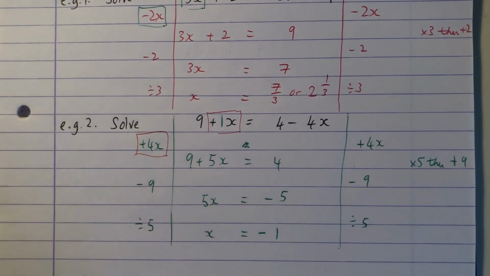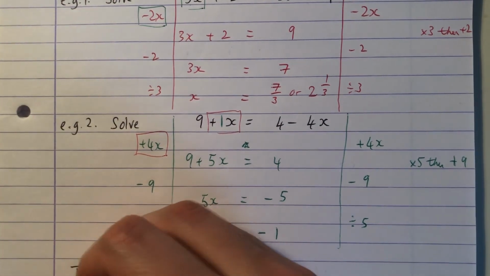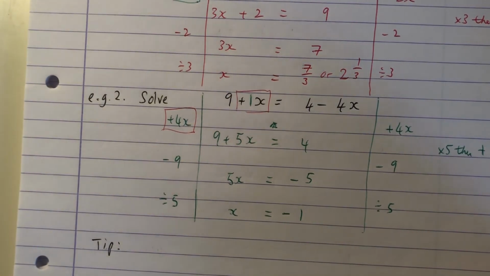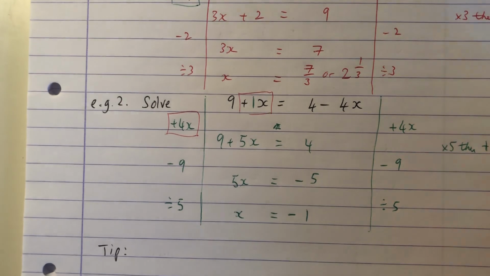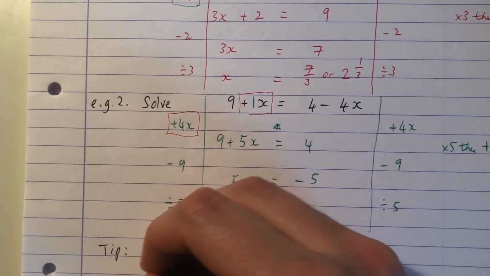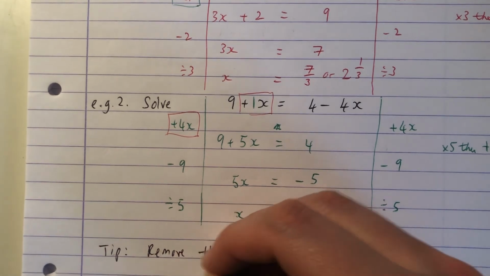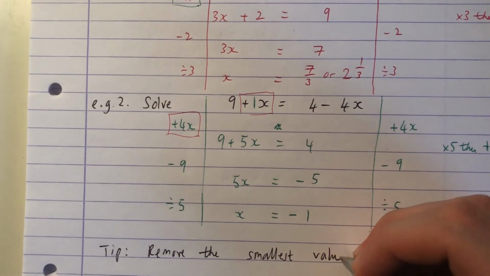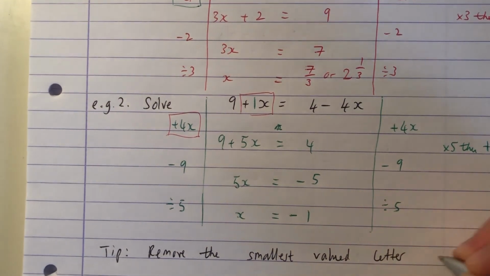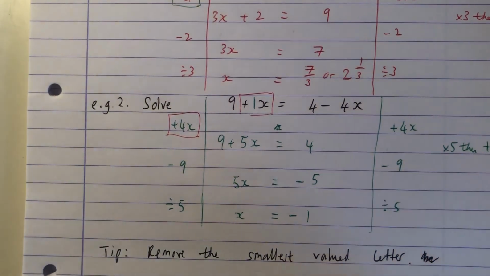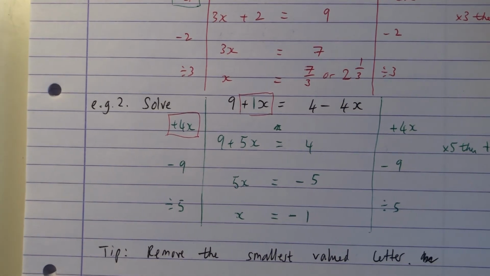So just a quick tip again. When deciding which letter, x or whichever letter, to remove, you need to pick on the smaller letter. So pick on the side where the number in front of the x is its smallest. So remove the smallest valued letter. That's just a tip. Remove the smallest valued letter.